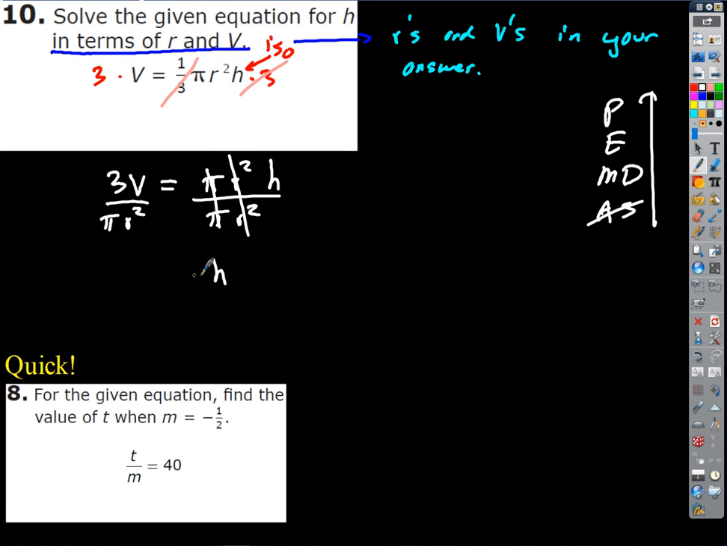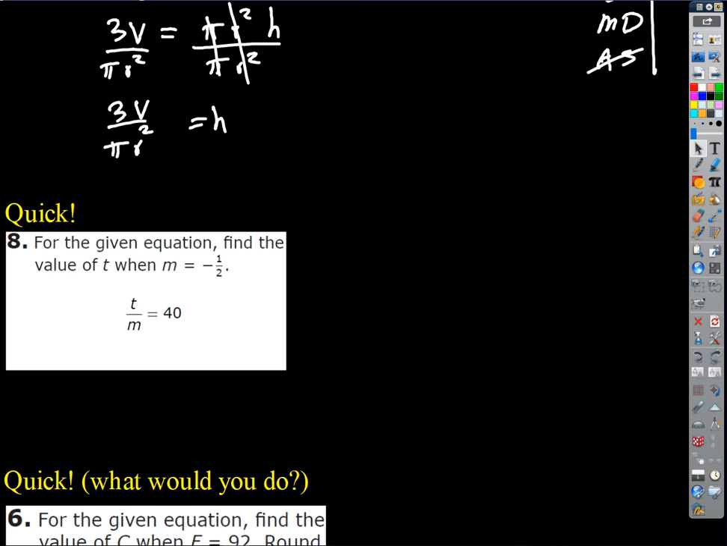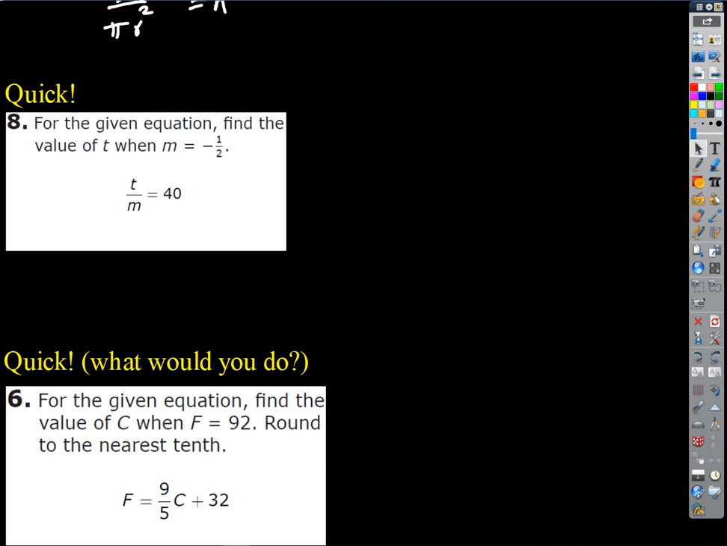Right, so then we end up with h equals 3v over pi r squared. That's it. Okay? So how would we do this one, number 8? It says for the given equation, find the value of t when m equals -1/2. Plug in -1/2, absolutely, right? Plug that in, and what's that going to give us?